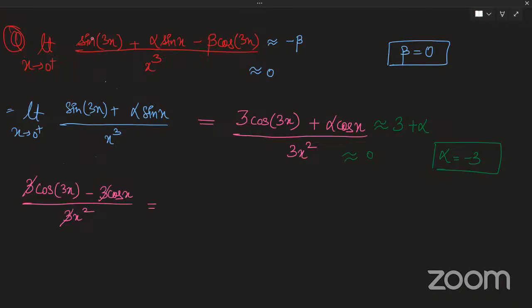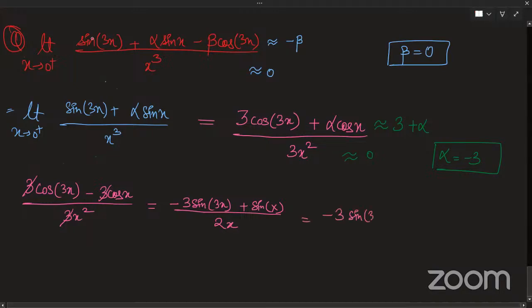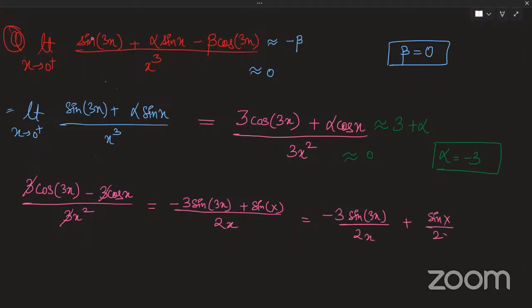So the differentiation of cos of 3x is minus 3 sine 3x. Of minus cos x, you have plus sine x, whole divided by the differentiation of x square, which is 2x. Great. So do I have the answer already? I actually wanted the value of the limit. So you can just write it as minus 3 sine 3x by 2x plus sine x by 2x, right?